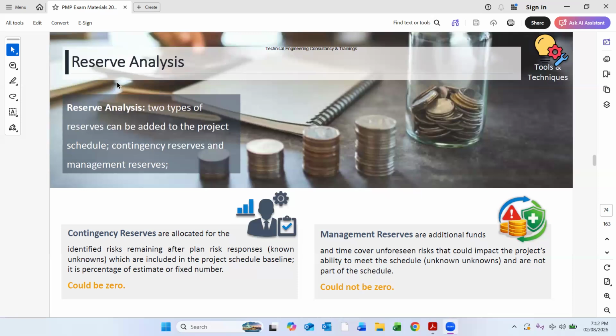We know the planned risk, but as part of those knowns, we are missing some information. We lack some information. So this type of reserve is called contingency reserve. Contingency reserve could be zero, and management reserves could not be zero, right? So it means in a schedule we can add more time, or in a cost we can add some more cost. So that will be accounted to us as zero. But management reserves could not be zero because we are adding additional funds.